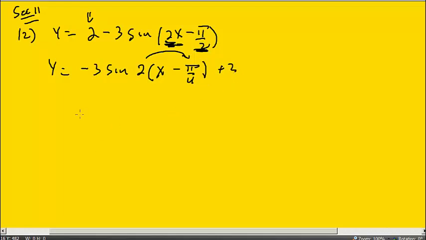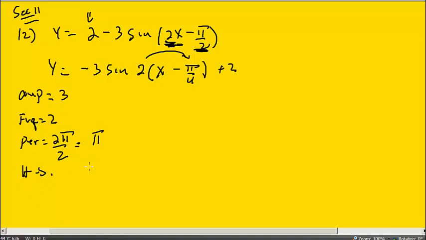Now it's easier to see all the information I need. So my amplitude is 3, and my frequency is 2. So my period is going to be 2 pi divided by 2, or pi. And I have a horizontal shift of pi over 4 to the right, because it's negative. And then I have a vertical shift, 2 units up.